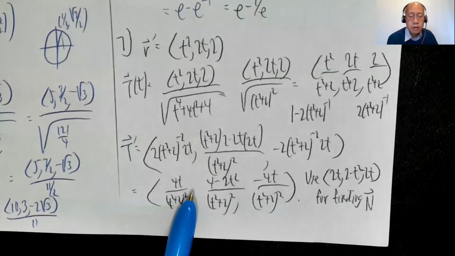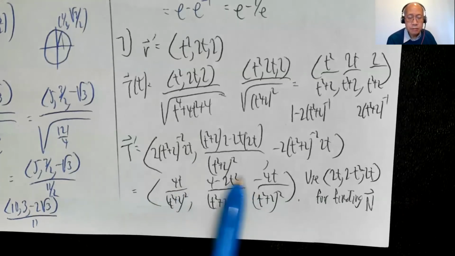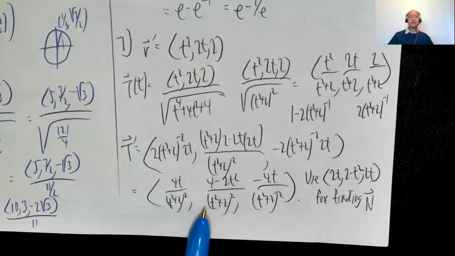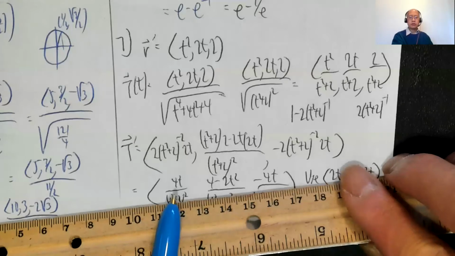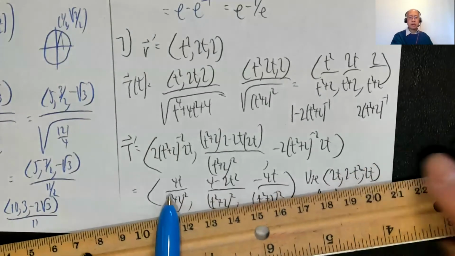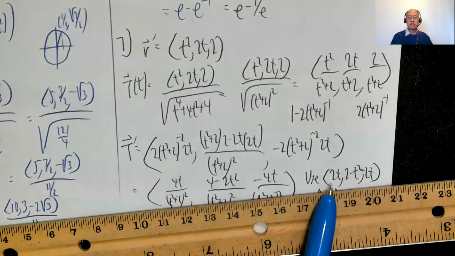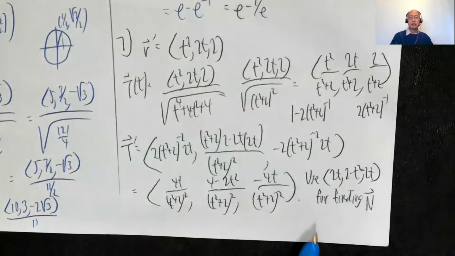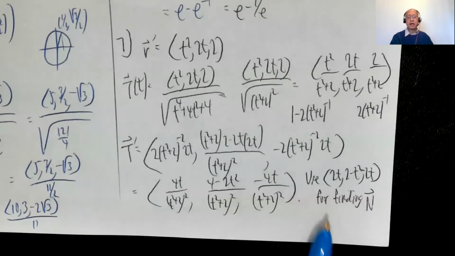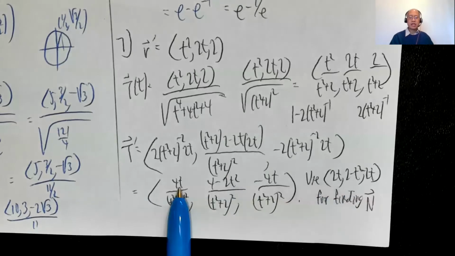And now I need to convert to a unit tangent vector. If I need a unit tangent vector, I can take any scalar multiple of this that's going in the same direction, which means I'm going to lose all the denominators, and I'll factor out a 2. I'll use 2t, 2 minus t squared, and negative 2t for finding the unit normal vector. Again, this vector and this vector are in the same direction. They will have the same unit vector.